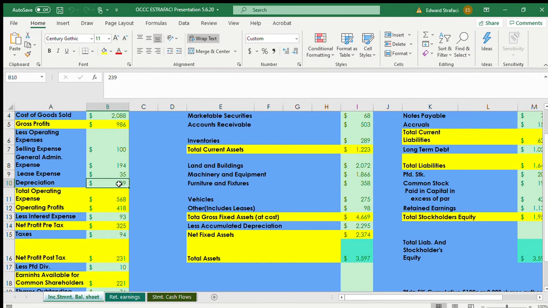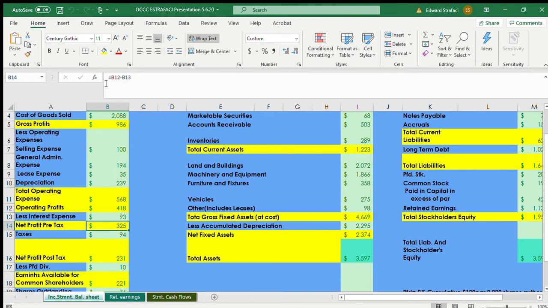So depreciation is a way for the government to encourage us to invest in different things. We get to deduct it from our taxes, and that becomes part of our expenses. Notice that our operating profits are now going to be the gross profits minus the operating expenses. So we have operating profits of 418, which was reduced by the depreciation. Then we take out our interest expense, and we have our profit before taxes.